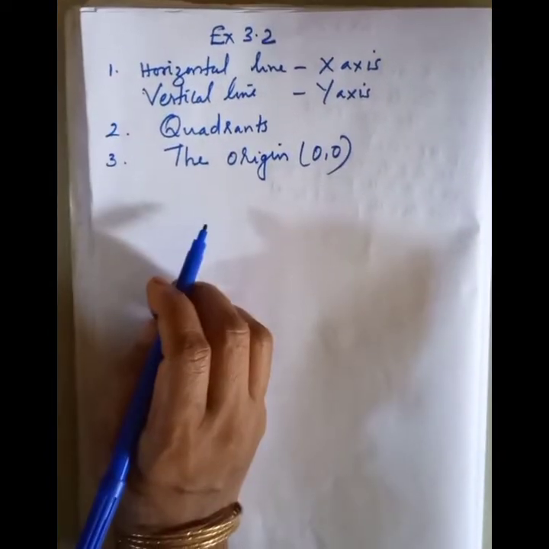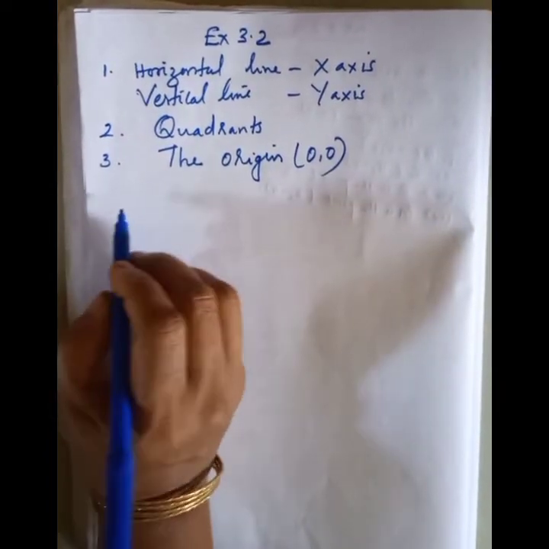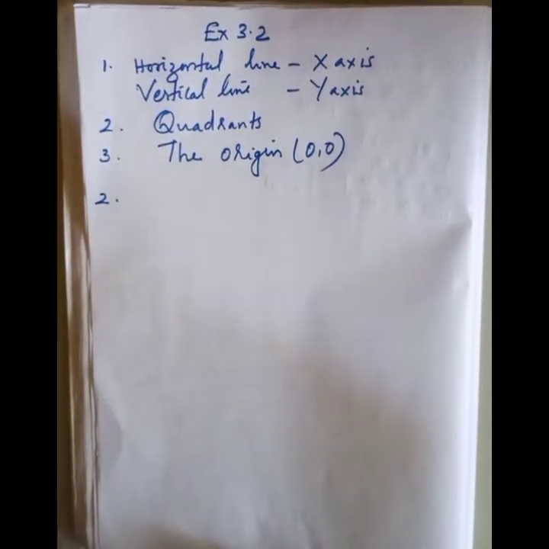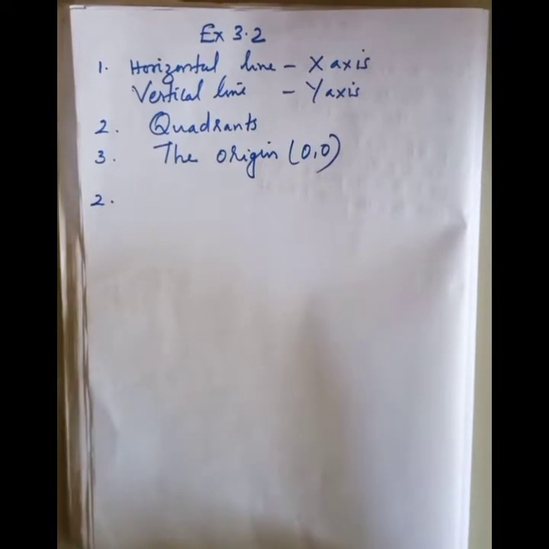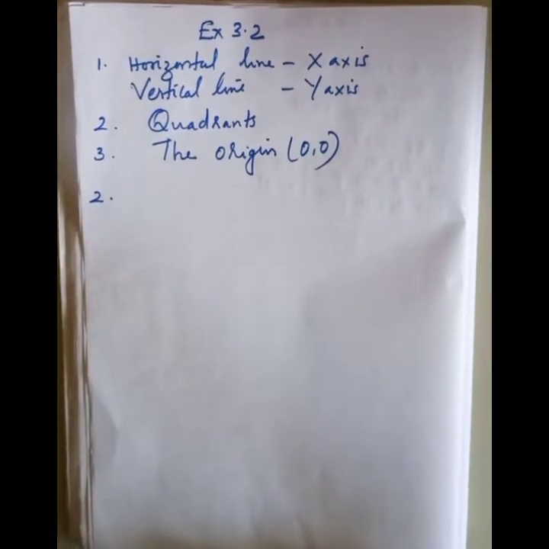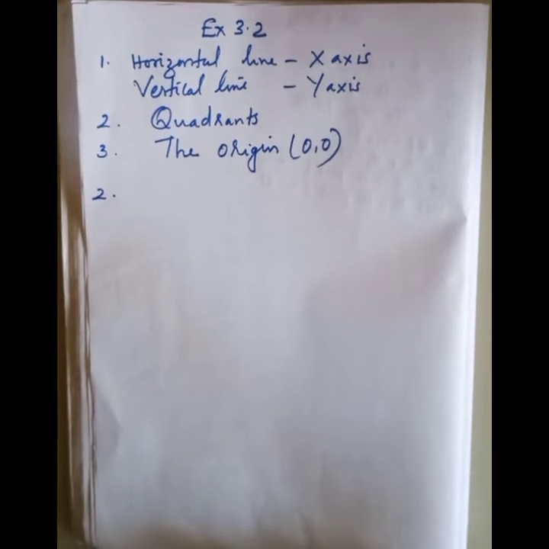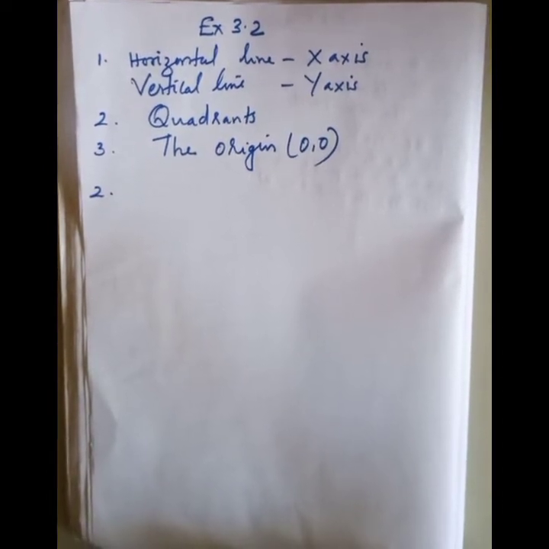Then look at your textbook, children. Second question. The diagram is already given in the textbook. They ask you to write only the coordinates of B. So, all of you observe your textbook, page number 61, the diagram. The first question is the coordinate of B.